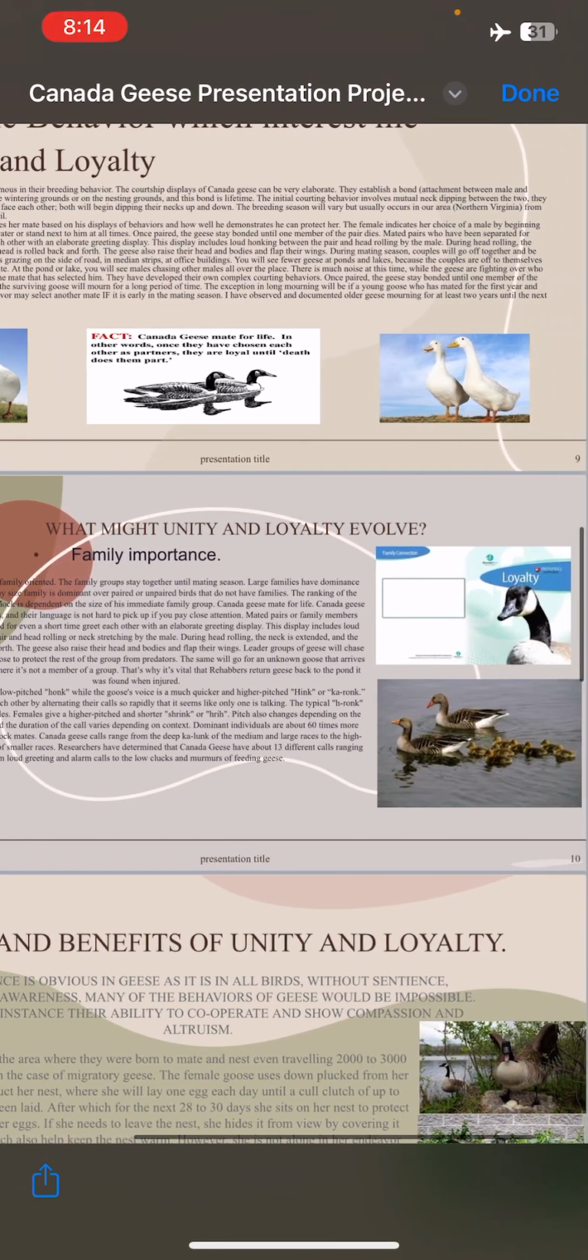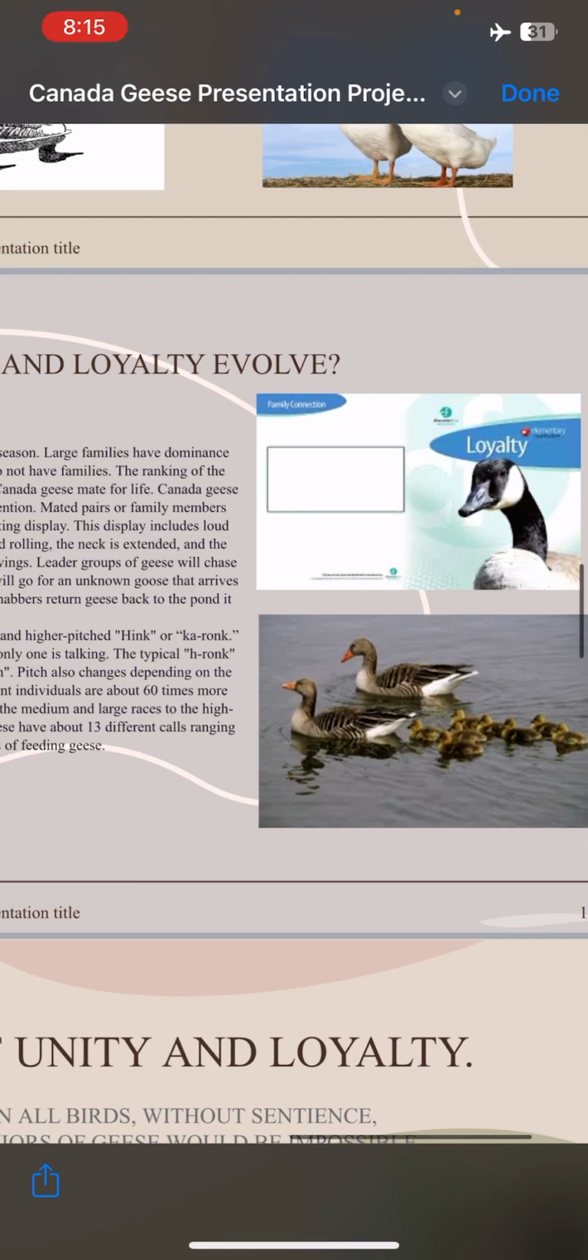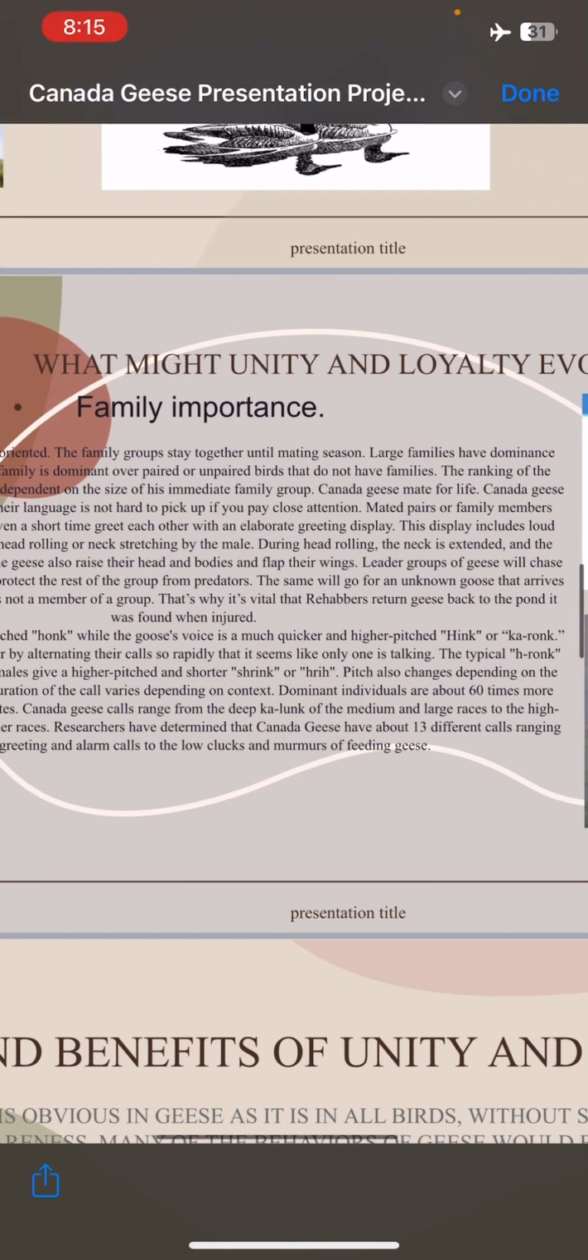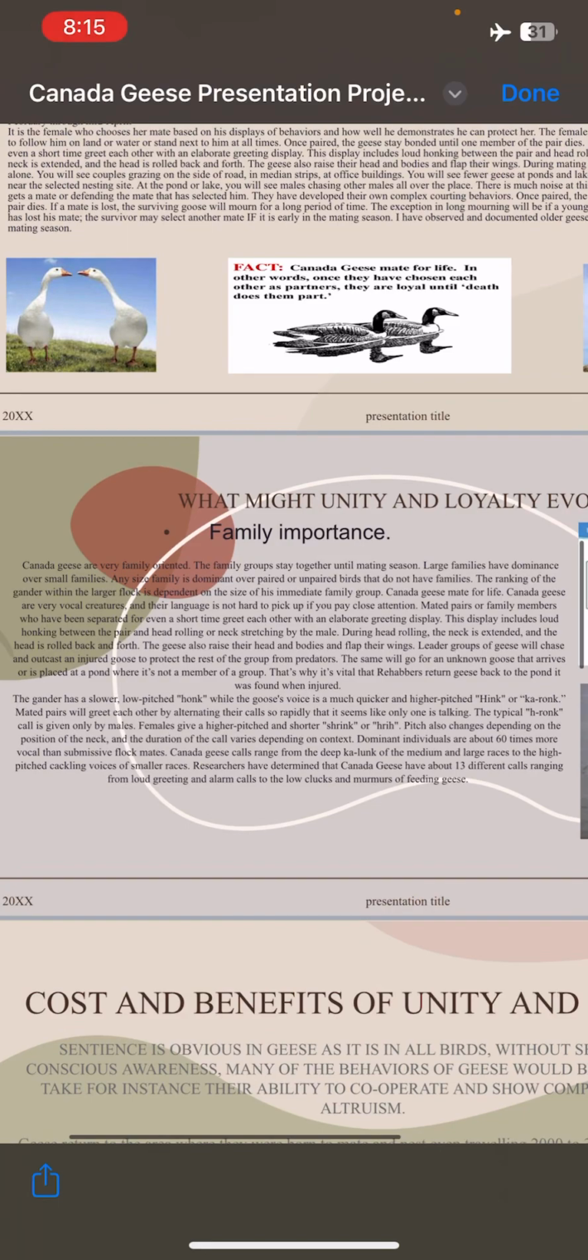And on this slide, as we can see, family is important. It's loyalty here, and that's why we can always see groups of geese and their families hanging out in the lake, mostly as a group. So they are very family oriented, and they mostly stay together until it's mating season. That's a pretty amazing fact.